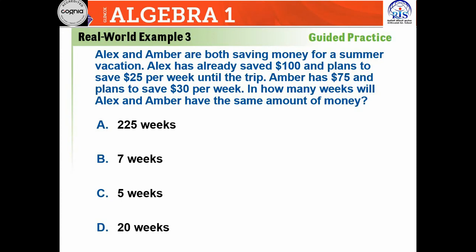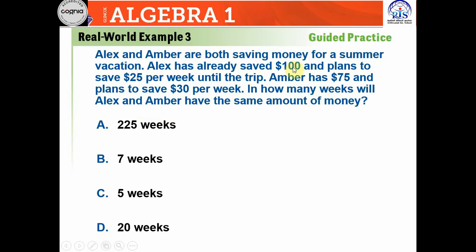So here is another example. Alex and Amber are both saving money for summer vacation. Alex has already saved $100 and plans to save $25 per week. This 25 will be like the slope, and the week will be x. And this 100 will be the initial amount, which is b. The same here, Amber has $75 and plans to save $30 per week. In how many weeks will Alex and Amber have the same amount of money?